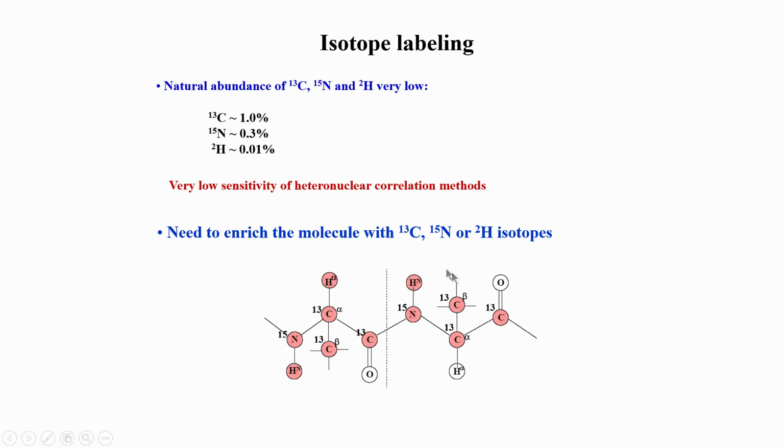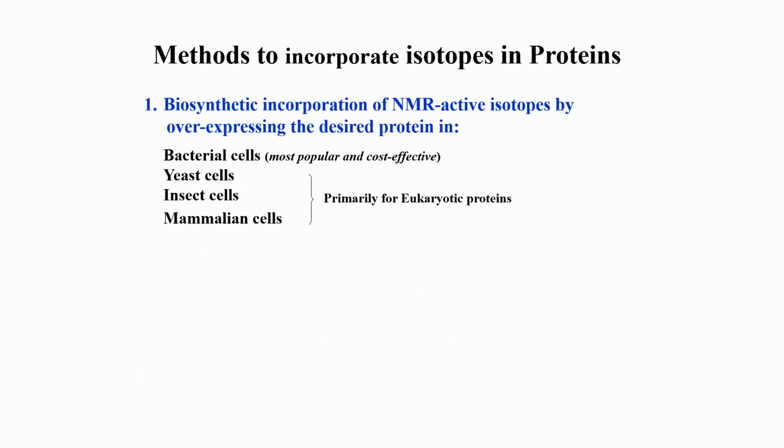That means I have to convert this molecule. Naturally the molecule will exist as C12 and N14, the original natural abundance, but now I have to convert this molecule into C13 and N15. So, how do I achieve this conversion? How do I generate a protein molecule which will be labeled in these positions? This is the whole topic of isotope labeling, which we will now look at.